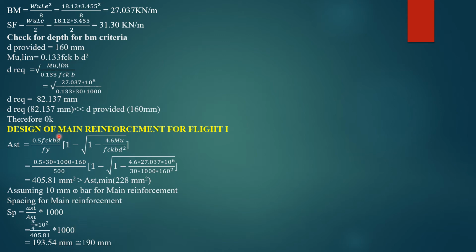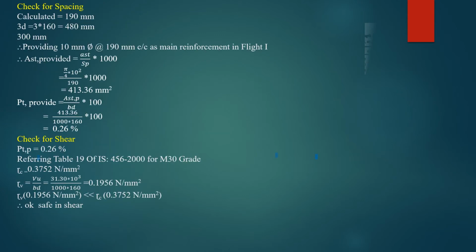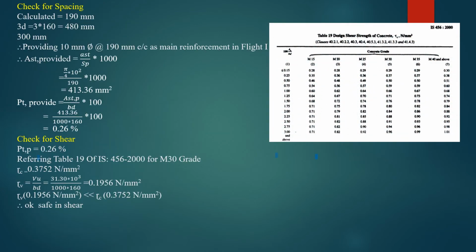1000 is actually the B width, 1 meter width. So therefore the spacing we got is 193.54 mm. So actually the spacing is 190 mm. Let us check the spacing, whether the spacing provided is as per the IS code or not. So the calculated spacing we got is 190 mm.